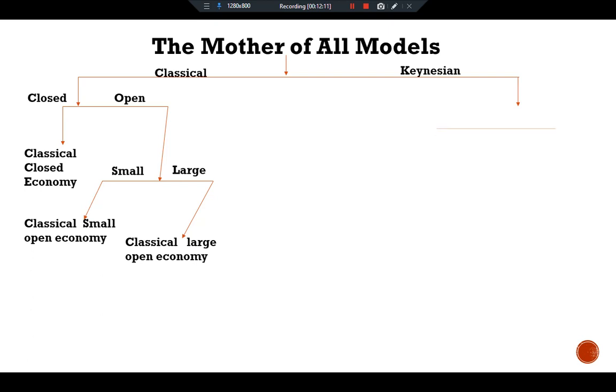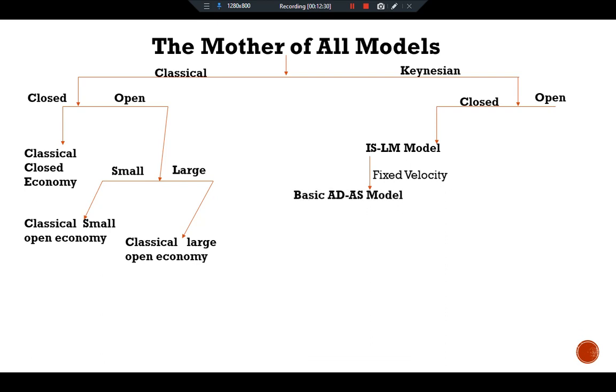Okay, moving towards the Keynesian economics, it can be further divided into two parts: the closed economy and the open economy. And the closed economy can be studied with the help of the IS and LM model with fixed velocity of money, and this will be based on the basic aggregate demand and aggregate supply model.